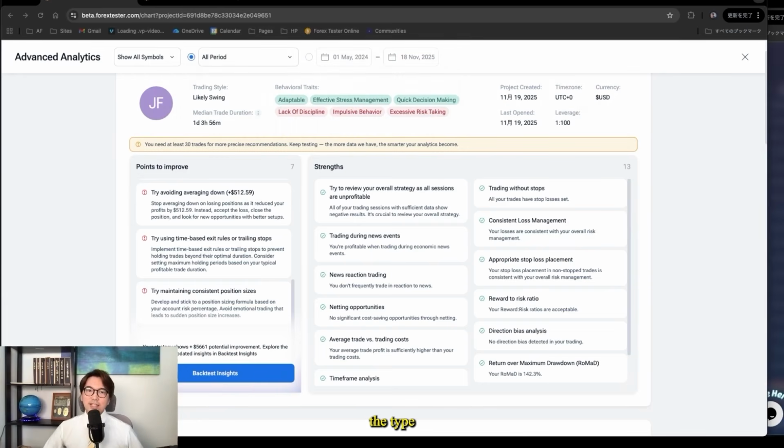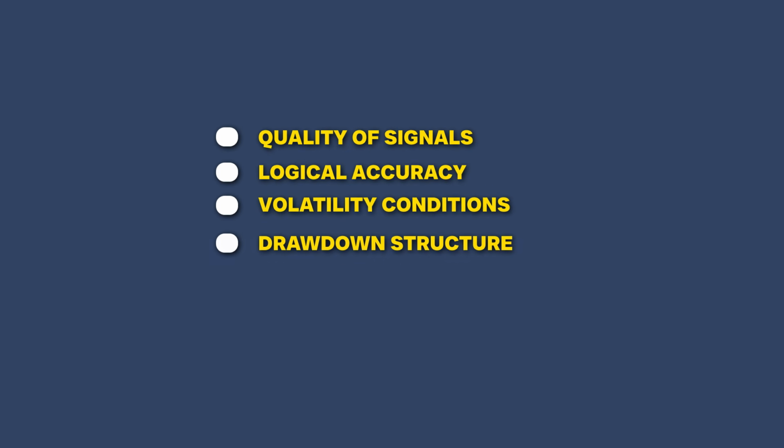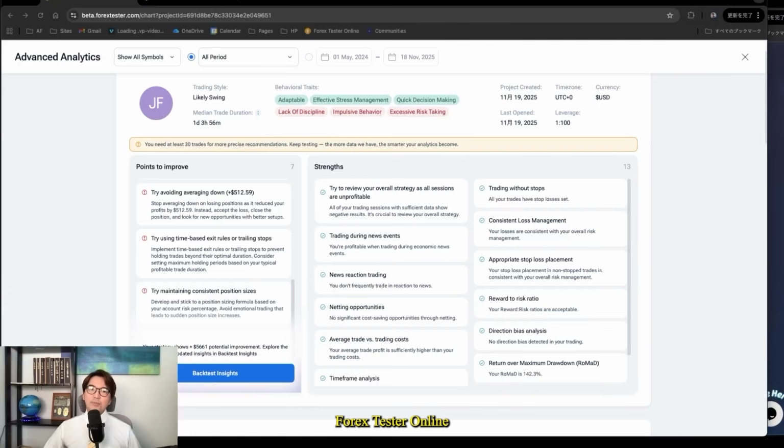This is exactly the type of feedback that most traders never think about. Most people look at the win rate and the profit factor, but they never evaluate, for example, the quality of the signals, logical accuracy, volatility conditions, drawdown structure, and robustness of the risk and reward ratio. Forex Tester Online breaks this down beautifully. It's like having an experienced mentor who reviews your system for you.